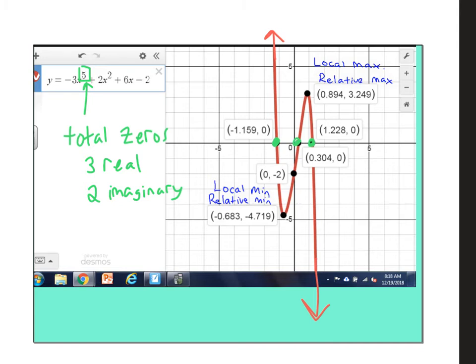3 of them are real. We can use Desmos to get their approximate values. Again, if things are factorable, you can get them algebraically, and we'll see some of that, but a lot of times they're not, and you just need to use your graphing calculator or Desmos to get the values.